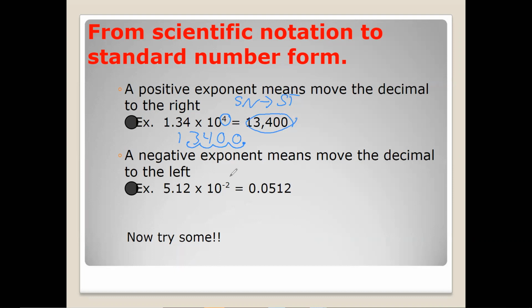However, if you have a negative exponent, you're going to do the opposite thing. You're going to take your decimal place and move it to the left. Okay, so you have your 5.12. You're going to take this decimal place and go 1, 2 spaces to the left and fill in your 0. You know it's a 2 because your exponent is a -2. And now, suddenly, you have 0.0512. You have this number right here.